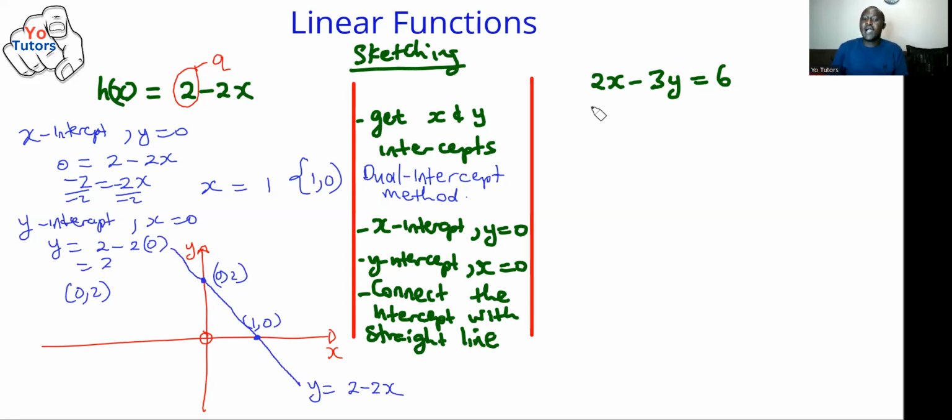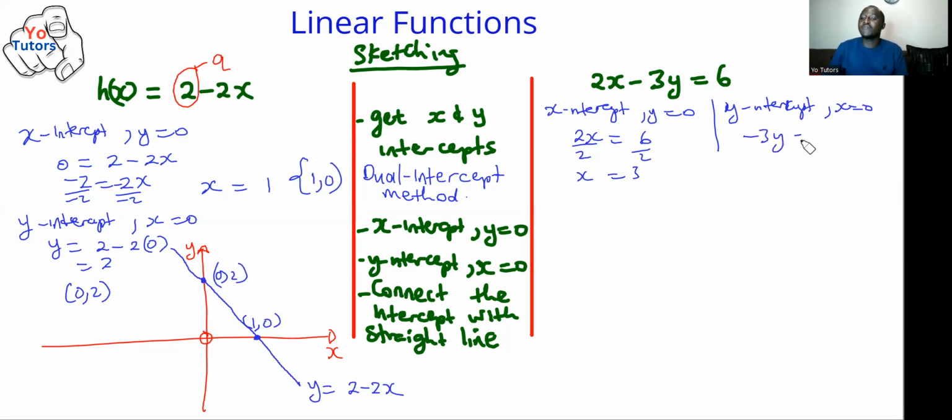What about this case here? We do the same thing. For the x-intercept, y is equal to 0. We put 2x is equal to 6, because if we put 0 there, everything is 0. Then 2x equals 6, so x is equal to 3. What about the y-intercept? x is equal to 0. When x is 0, negative 3y is equal to 6. We divide by negative 3 on both sides, and y is equal to negative 2. So our coordinates are (3, 0) and (0, negative 2).